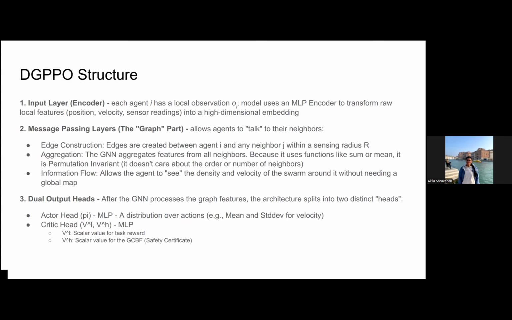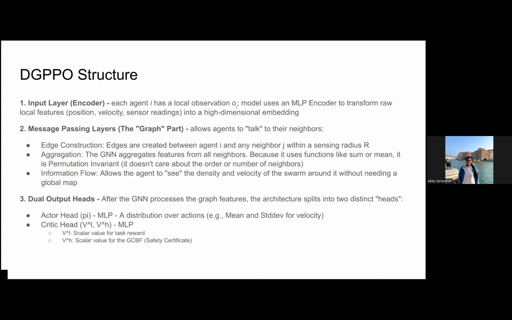Okay. So it's probably useful to better understand the DGPPO structure. And what we have is 3-ish layers at a high level. The first is where each agent, so this is what I was just talking about, has some local observation based on your sensing radius.